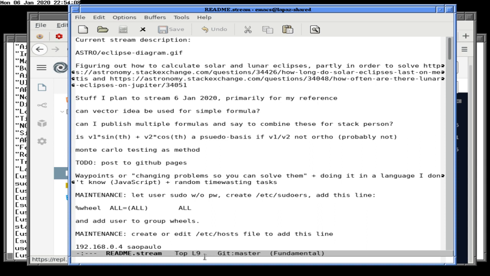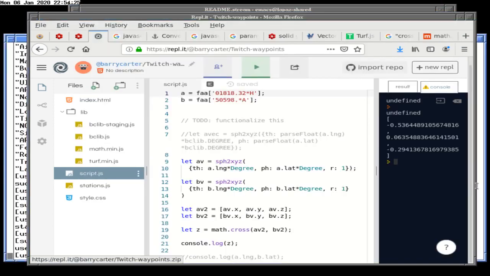Okay, why does this not look right? Oh, actually, maybe it is right. Never mind. My Twitch window looks a little bit different. The time and date stamp is not at the top left like it should be. But who cares? I don't. Never have, never will.